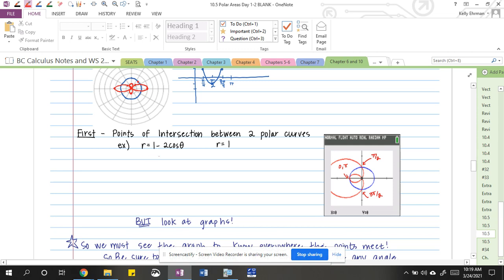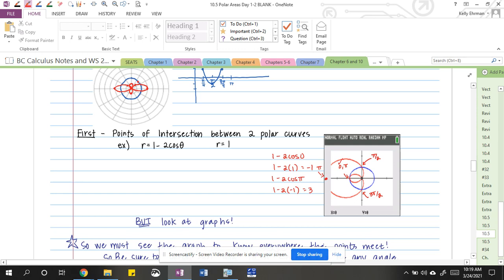What is 1 minus 2 times the cosine of 0? That's 1 minus 2 times 1. That's -1. Face 0 and go back 1. So yeah, it's the pole... it's a point of intersection at 0. What if I did pi though, just to double check? 1 minus 2 times -1 is 1 plus 2, 3. That's probably this point right out here. That's pi.